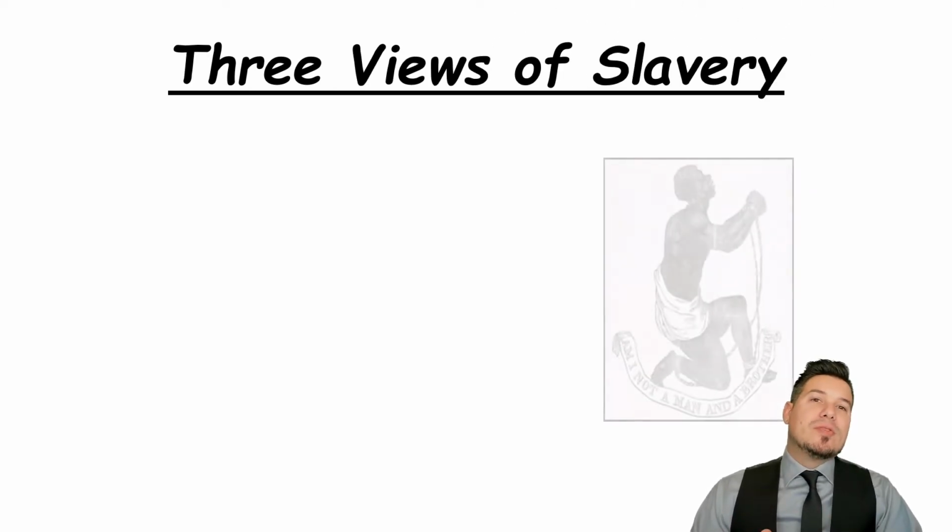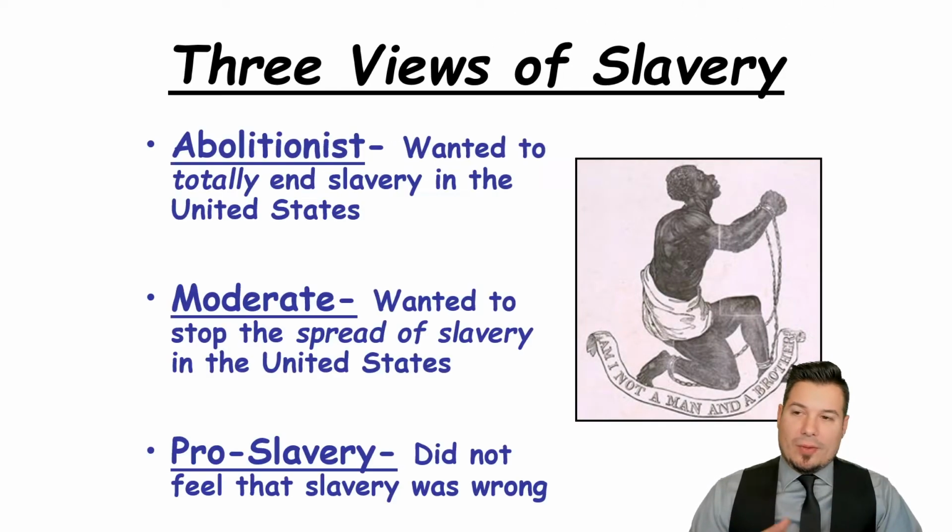Alrighty, so what are the three views of slavery during this era? Well, first you have an abolitionist who wanted to end slavery in the U.S. completely. Then you have a moderate, which is what we're going to talk about with Abraham Lincoln. This is what he is. He wanted to stop the spread of slavery in the U.S. at first.